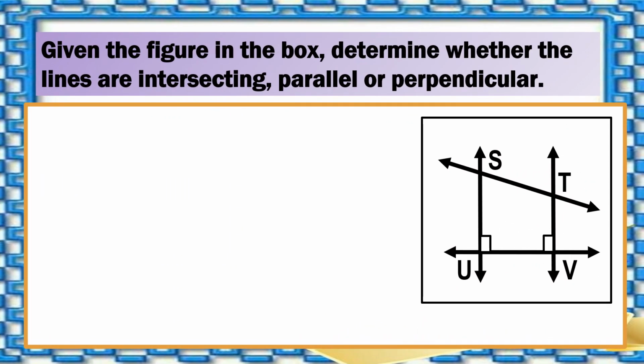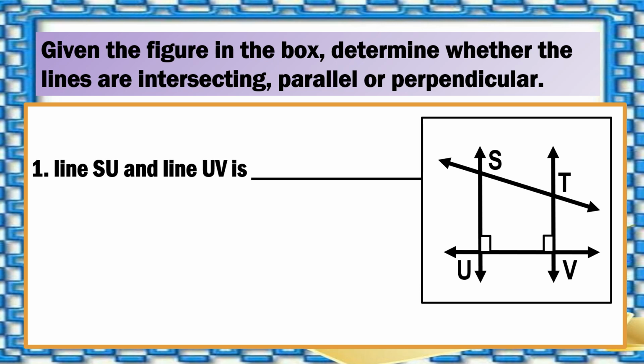So we have here an activity. Given the figure in the box below, you're going to determine whether the lines are intersecting, parallel, or perpendicular. Are you ready? Okay, so we have number 1, line SU and line UV. Look at the red one. Can you tell me what kind of line is this? Yes, this is perpendicular line.